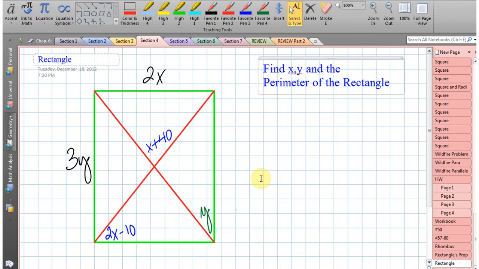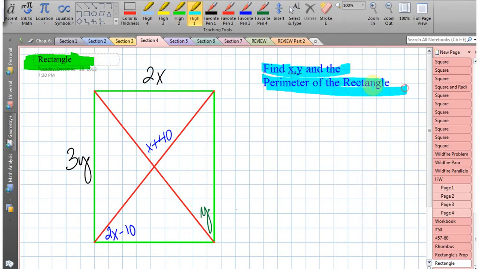Okay, people, let's do another rectangle problem, and this time dive into finding x, y, and let's find the perimeter of the rectangle. This is sort of like using geometry to set up what's equivalent, what's not equivalent, what's related in the geometry world, and then using that and some algebra to solve for x and y. So, how do we do that?